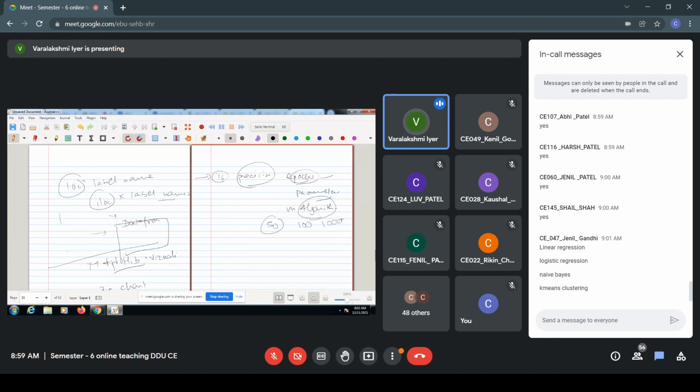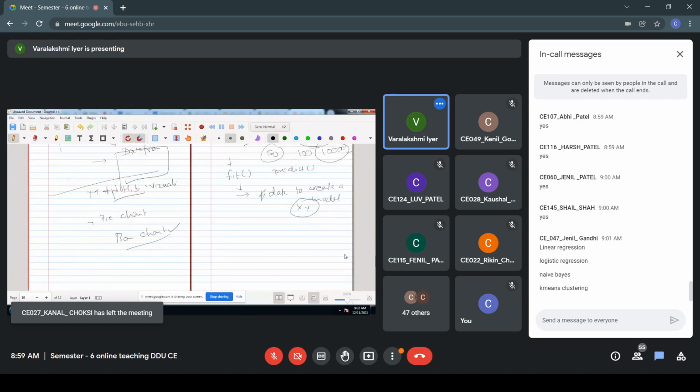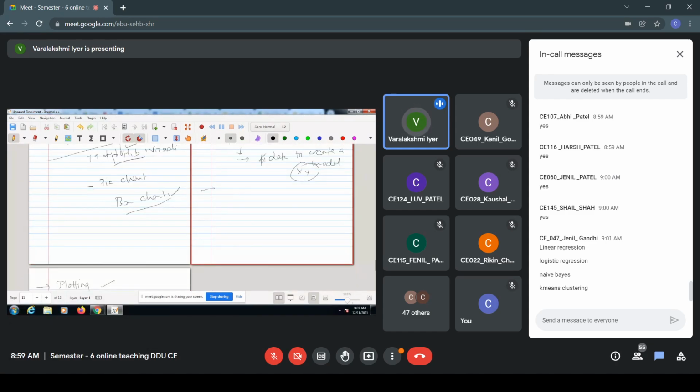So scikit-learn has the machine learning algorithms present in it. We have two main functions in scikit-learn, that is fit and predict. Fit is mainly used for fitting your model, that is, you are passing your data to create a model. Here you can pass x and y. So what will be the x and y? X will be your data, and y will be your labels.